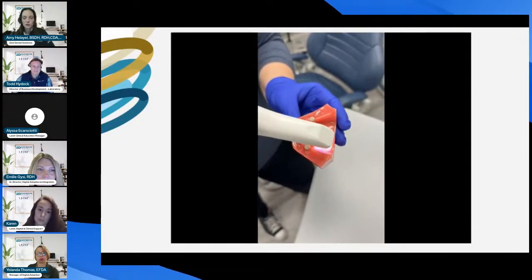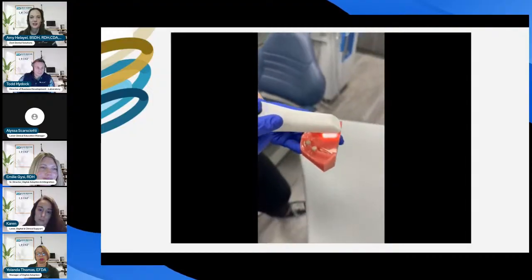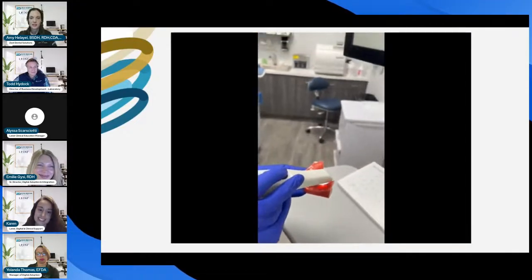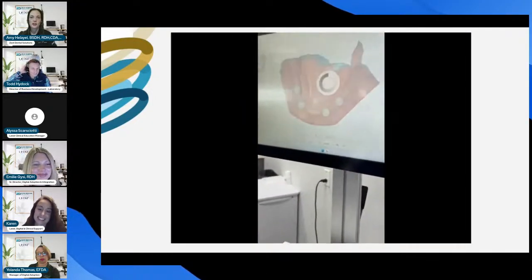If all scanning was as easy in a patient's mouth as it is on a model. But here is just going to show you the final scan and what that looks like and how easy it is to scan using our locator scan bodies.